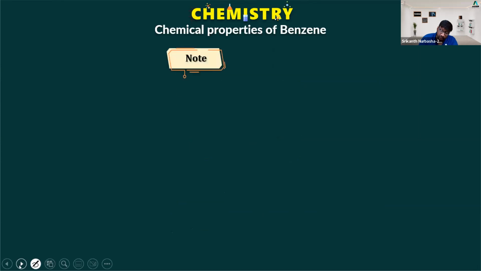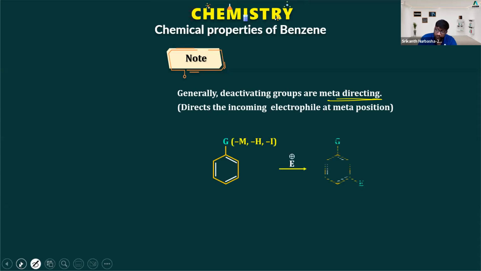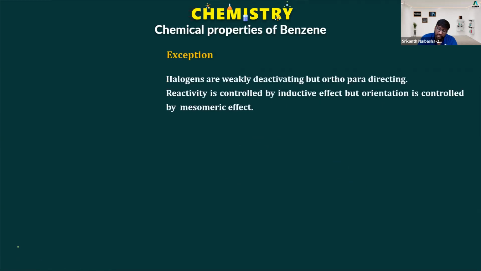Right, students? Note, generally deactivating groups are meta directing; they direct the incoming electrophile to the meta position. So whenever we have a deactivating group, you will have meta substitution of the electrophile. Right? Exception, as I have told you, halogens. Halogens are weakly deactivating, but ortho para directing. Reactivity is controlled by inductive effect, but orientation is controlled by mesomeric effect. As I was saying, this is an exception.